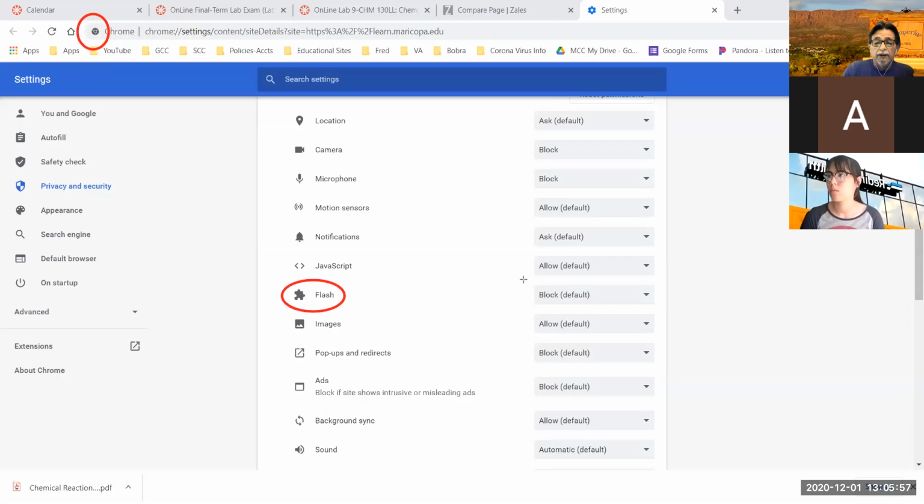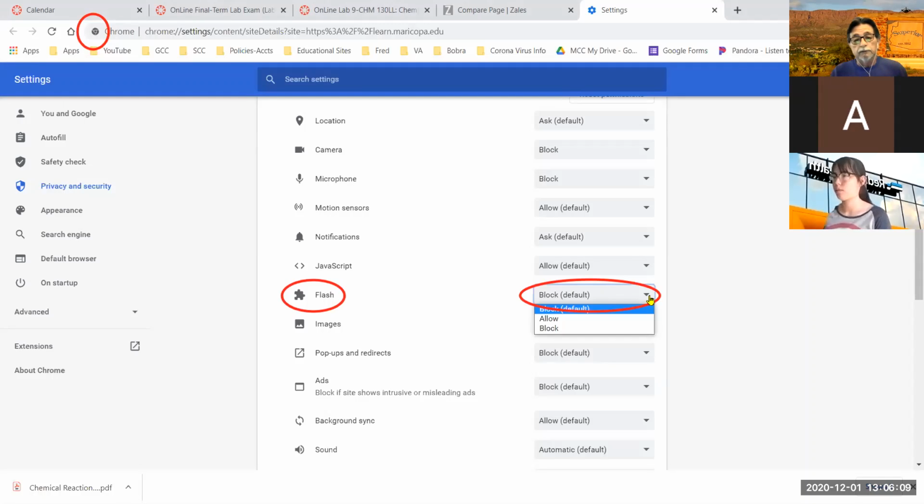So you see Flash right there? Right now it is blocked. But what you do is just hit the down arrow and allow it. I believe the choices are, we'll click it and see what happens. Yeah, allow. And then hit F5 on your computer to refresh the page, and then that simulation will work. So try that first and see if that works for you.